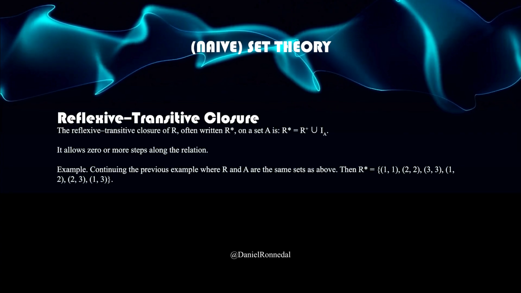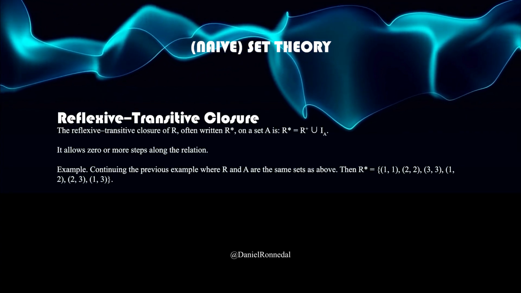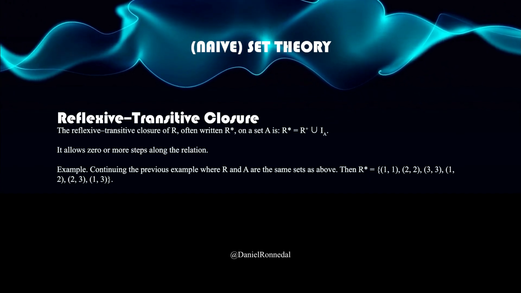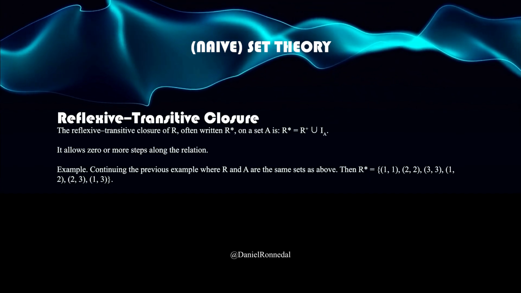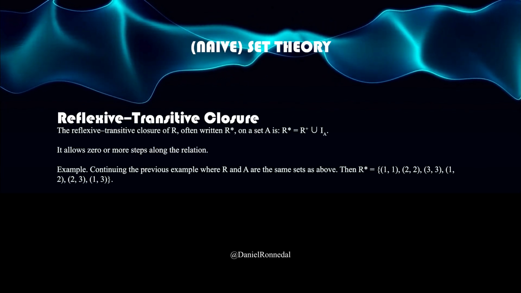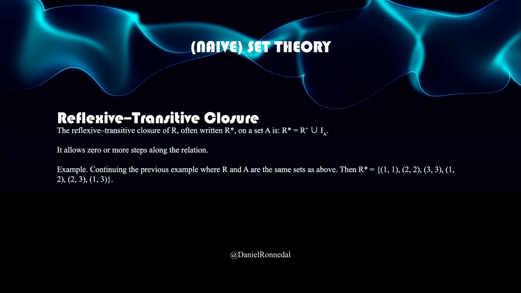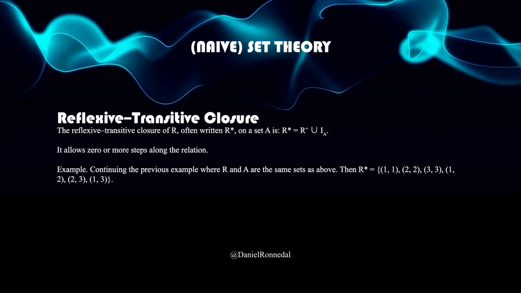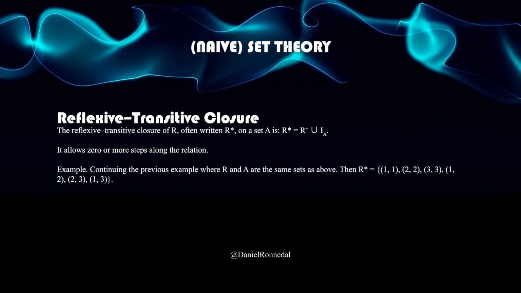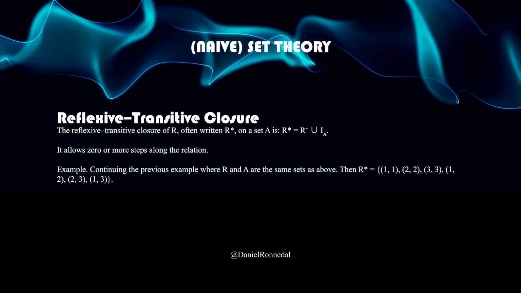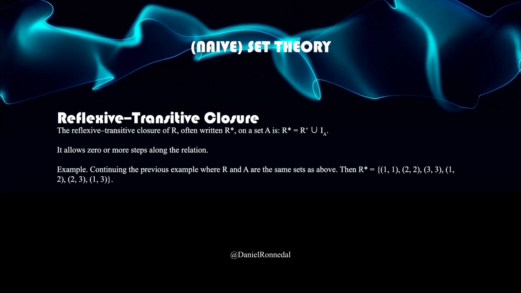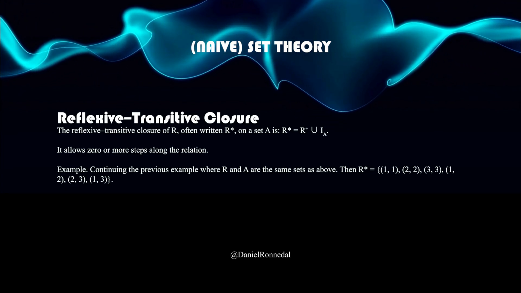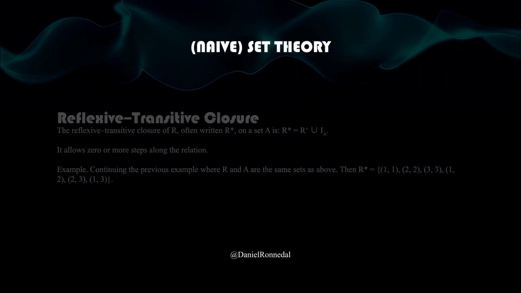The reflexive transitive closure of R, often written R star, where the star is in superscript, on a set A, is the union of the transitive closure of R and the identity relation on A. It allows 0 or more steps along the relation. Example: continuing the previous example where R and A are the same sets as above. Then the reflexive transitive closure of R is the set whose only elements are the ordered pairs (1, 1), (2, 2), (3, 3), (1, 2), (2, 3), and (1, 3).